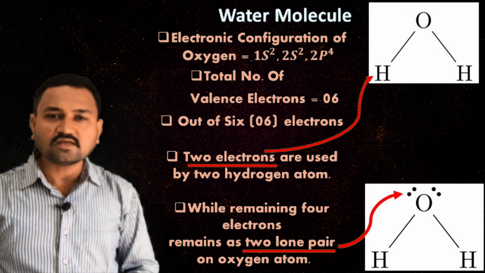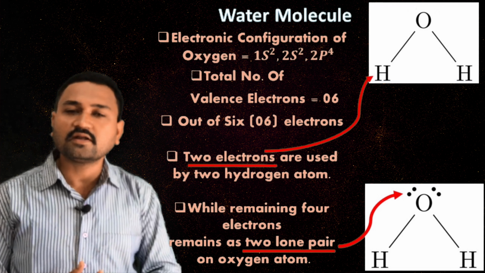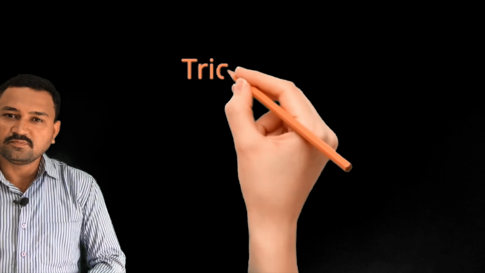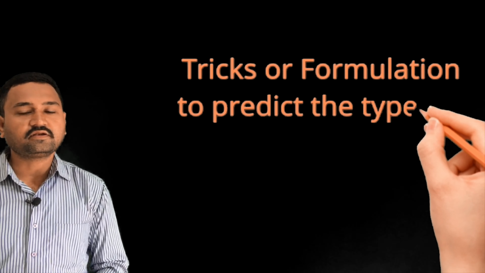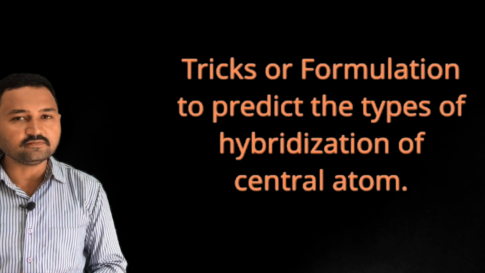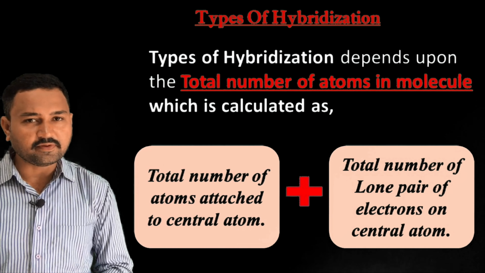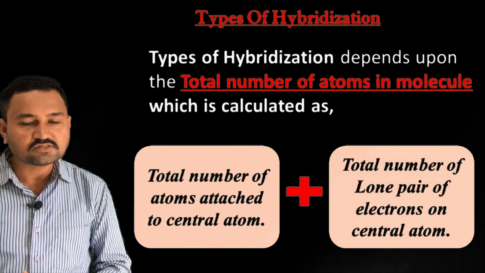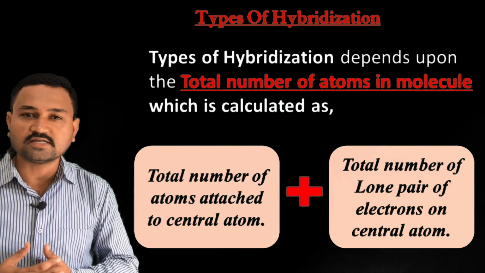So this is the basic thing you must know before predicting the type of hybridization of the central atom. So now let us consider one simple trick to find out the type of hybridization of a central atom. We know that on the basis of these few basic terms, generally the type of hybridization is considered: total number of atoms which is attached to the central atom.